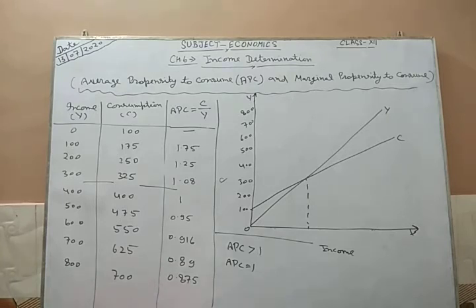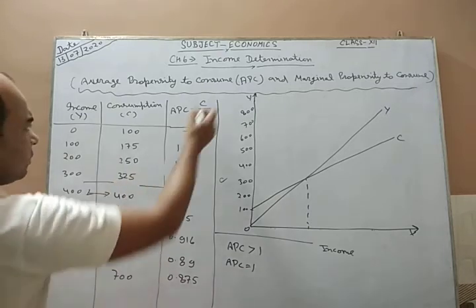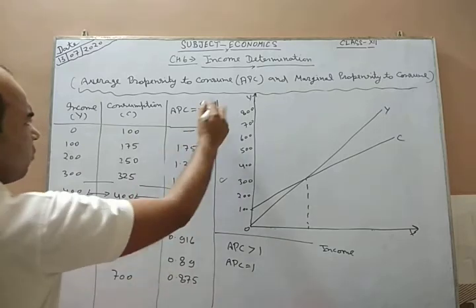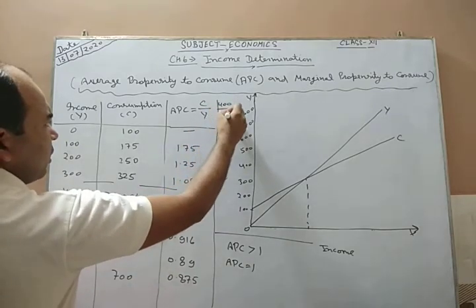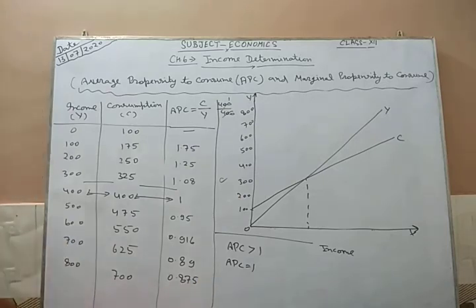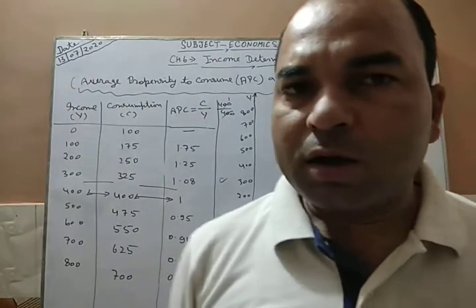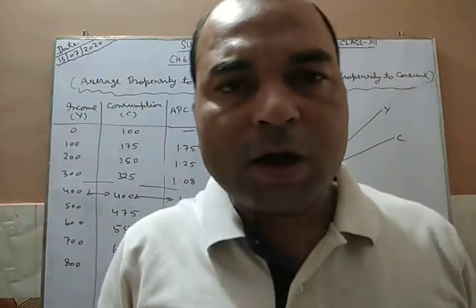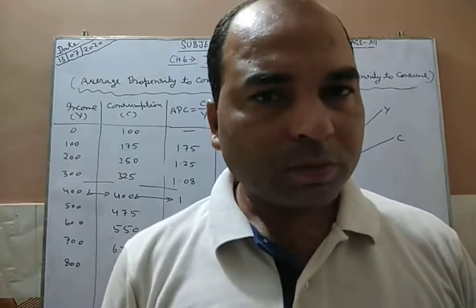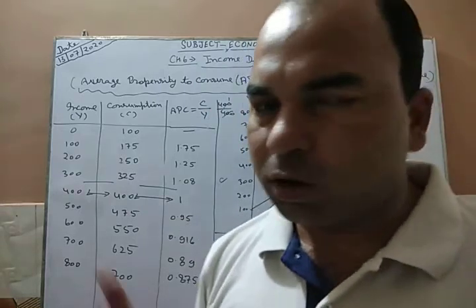Why is it? Because you can see in this situation income यानी C is equal to 400 और Y is equal to 400. In this situation में 400 divided by 400 it will be 1. I hope this is clear to students. So APC is always 1 when income equals consumption, and APC is greater than 1 when consumption is greater than income. I hope this is clear, students.